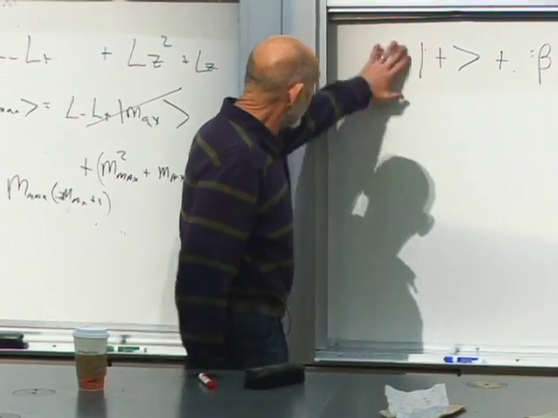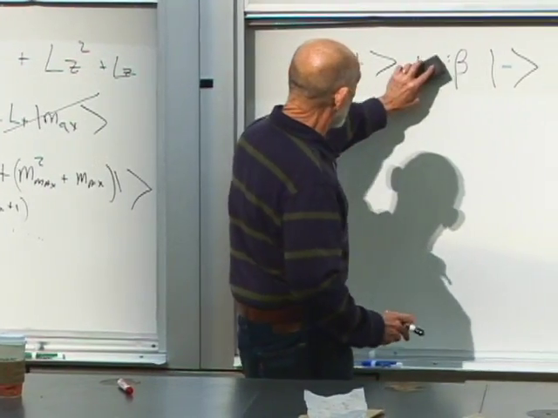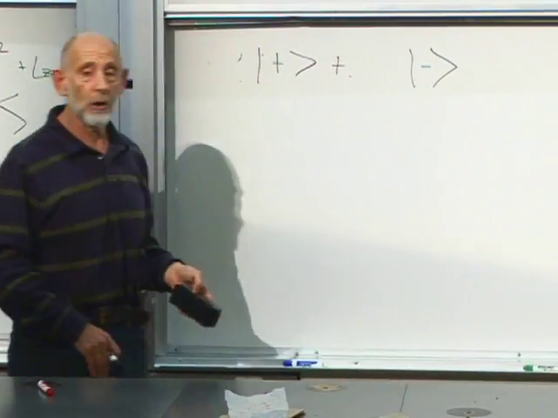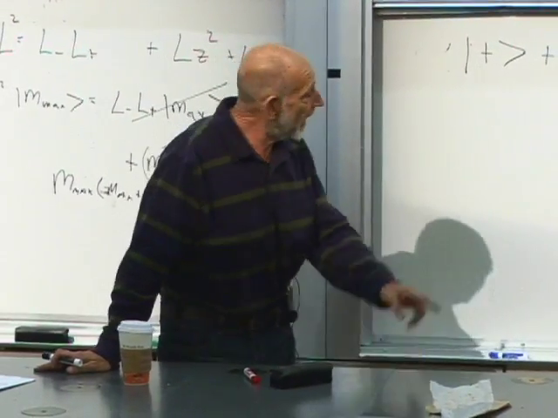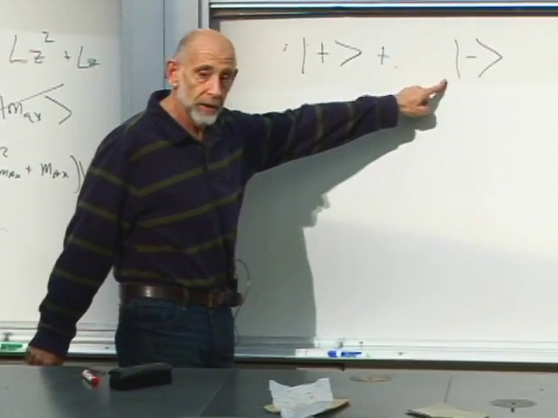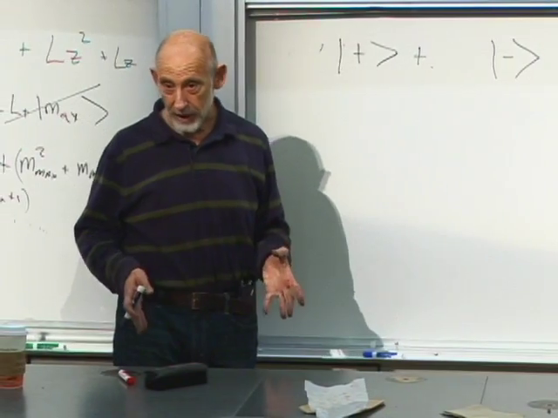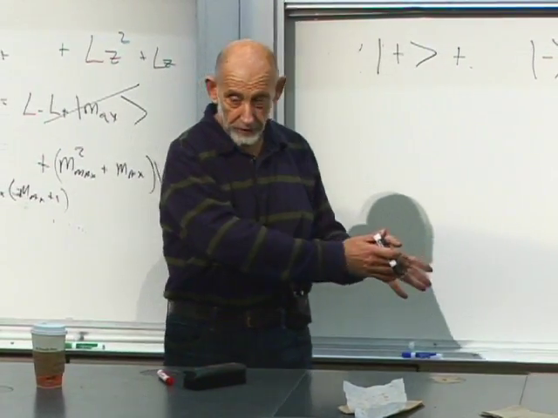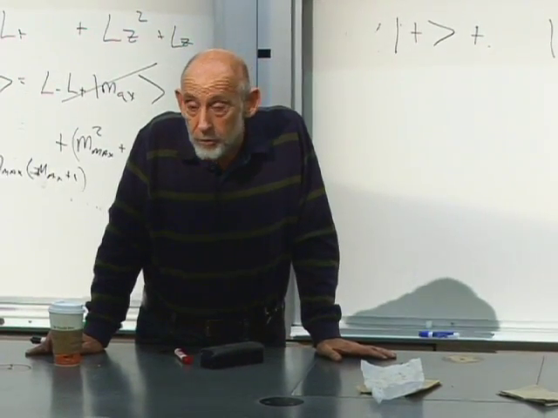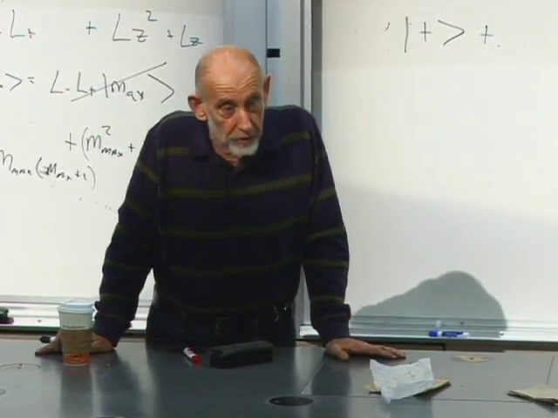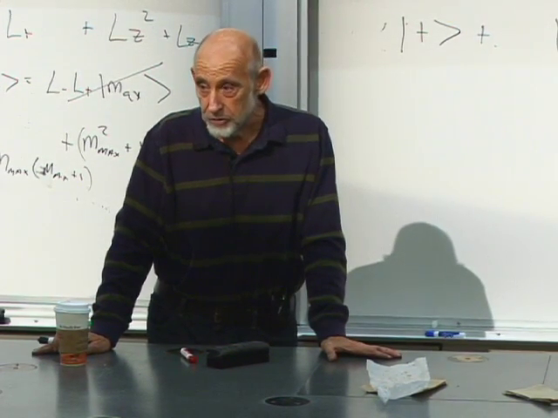For example, if we just chose alpha equals 1 and beta equals 1, what's the average z component of the angular momentum? Zero. Right? In fact, this happens to correspond to the spin of the electron along the x-axis instead of along the z-axis. Up along the x-axis. It's been rotated by 90 degrees. Nevertheless, when you measure it along the z-axis, you'll get plus or minus 1. But the average is 0.